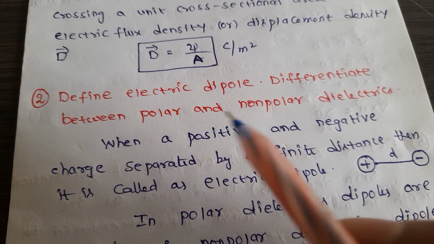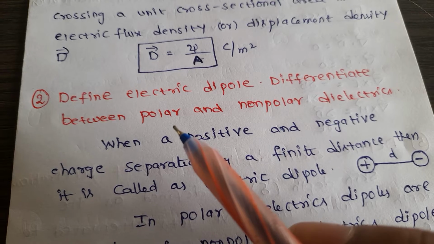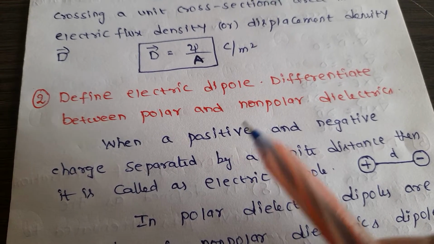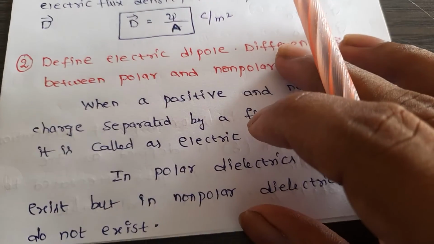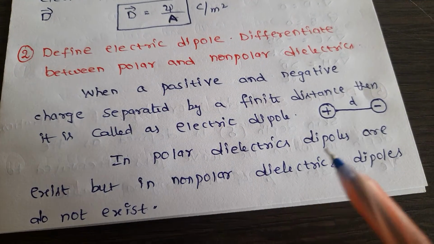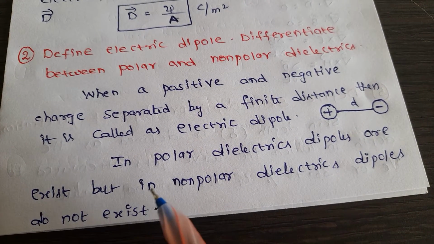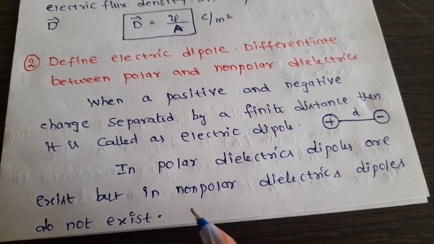Now coming back to the polar and non-polar dielectrics. In polar dielectrics, electric dipoles exist. In non-polar dielectrics, electric dipoles do not exist. In polar dielectrics dipoles exist, but in non-polar dielectrics dipoles do not exist.